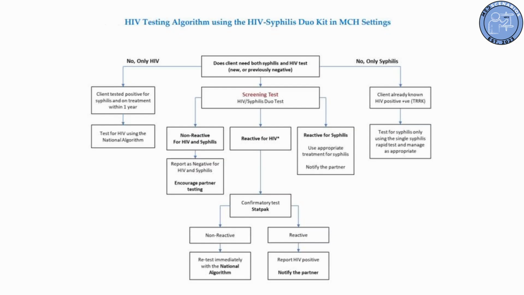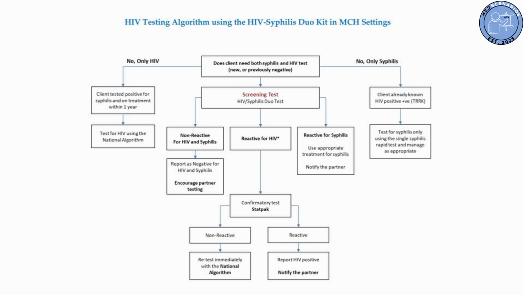When you do use this HIV and syphilis duo test kit, and it is reactive for both, your patient is HIV positive and syphilis positive as well. So in this case, initiate syphilis treatment. Also, go ahead and confirm the HIV status using the Stat-Pak kit.